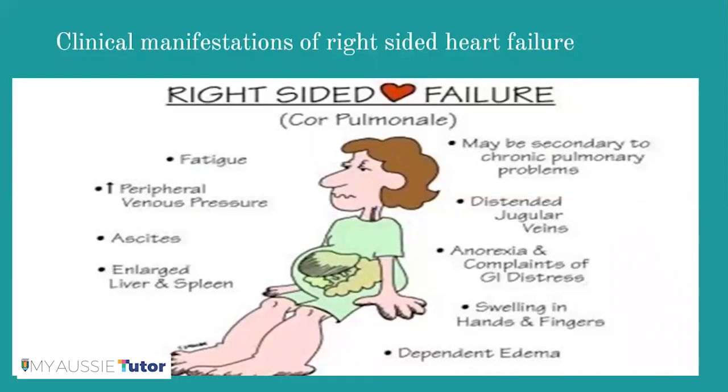Moving on, clinical manifestations of each of these heart failures. What are they and how do they look? In right-sided heart failure, there is fatigue, highly increased peripheral venous pressure, and ascites because of congestion, which is a collection of fluid in the body, and an enlarged liver and spleen, because all of it is getting collected in the body. So it causes ascites, that is GIT enlargement, and an enlarged liver and spleen.